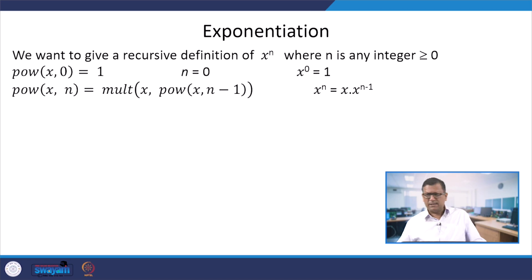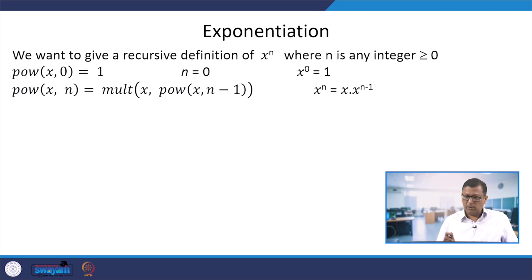Now we have the exponentiation function. Exponentiation means we are doing x to the power of n, where n is any integer greater than or equal to 0. So x to the power of 0 is 1.